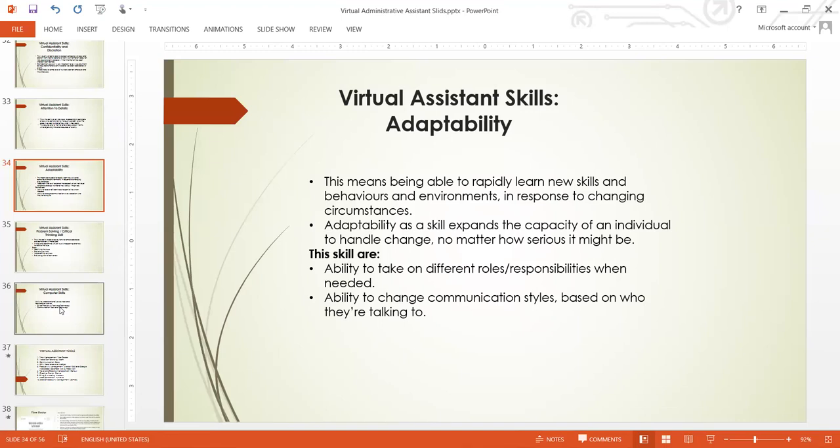So these skills are the ability to take different roles and responsibility when needed, and the ability to change communication style based on whom they are talking to. This is just what I just explained.